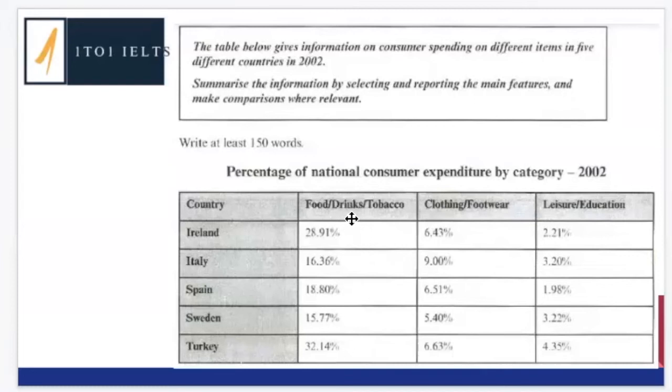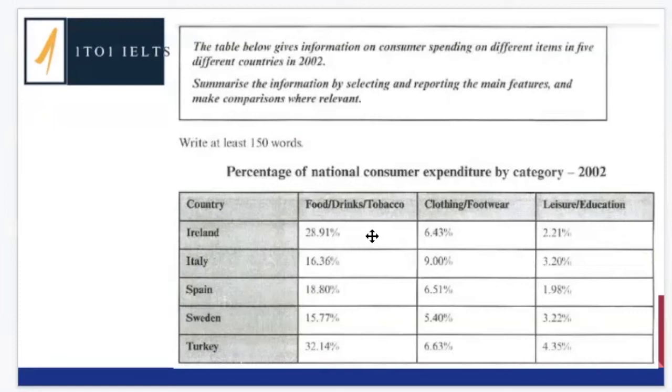This is the most important subcategory. People are spending the highest percentage of their expenditure on food, drinks, and tobacco. So it makes the most sense to then choose the 2 from here. So we're going to have Ireland, Turkey, and then we're going to have Italy, Spain, and Sweden. And that, for me, is the only logical way of grouping this data.